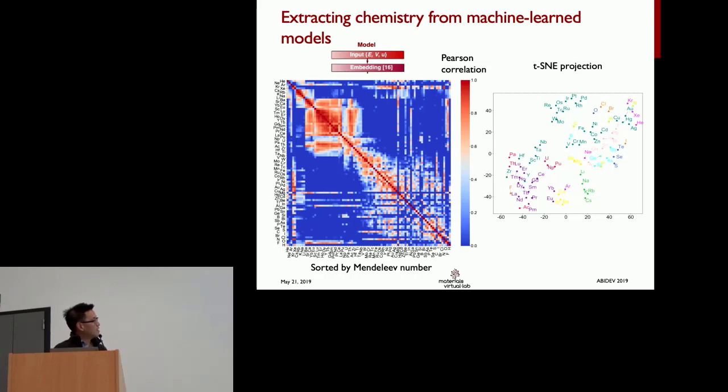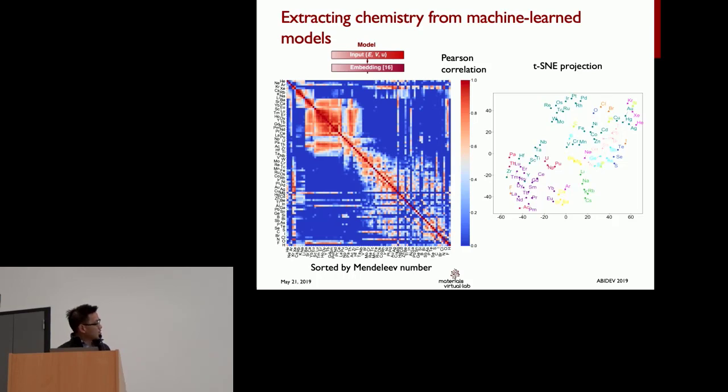Okay, and after we have finished converging the model, we then plotted the Pearson correlation coefficient of these 16-bit vectors for each of the elements versus each other, and lo and behold, what we found was that essentially we reproduced the periodic table. Okay, so the machine has somehow learned that alkaline metals should be similar to one another, alkaline earth metals should be similar to one another, the rare earths should be all together, and we can actually show this in a 2D projection of the elemental embeddings as well.